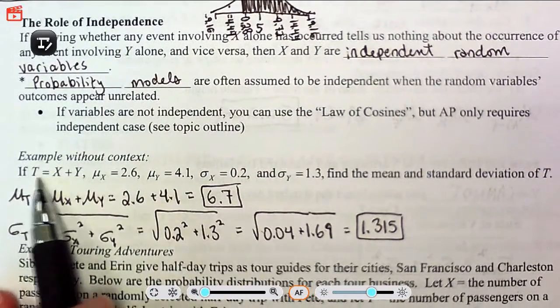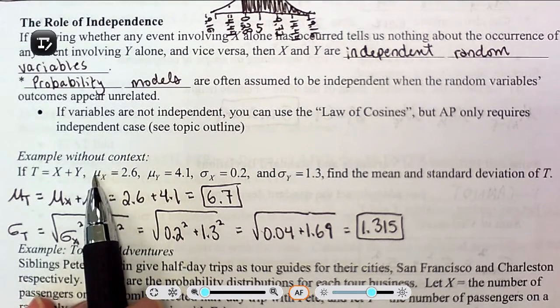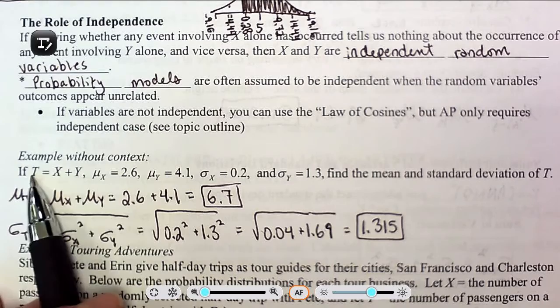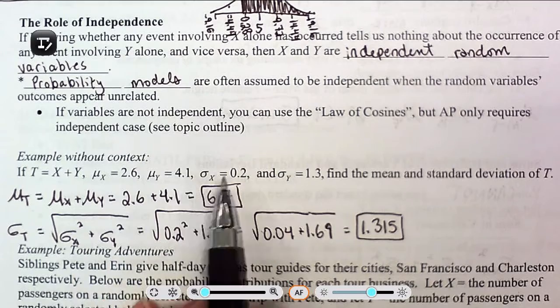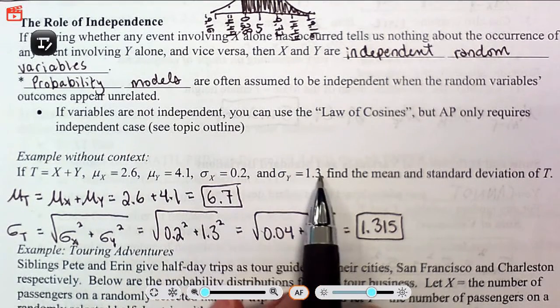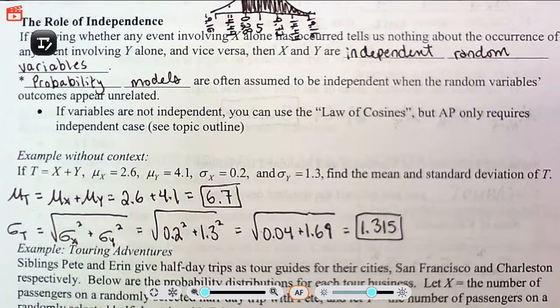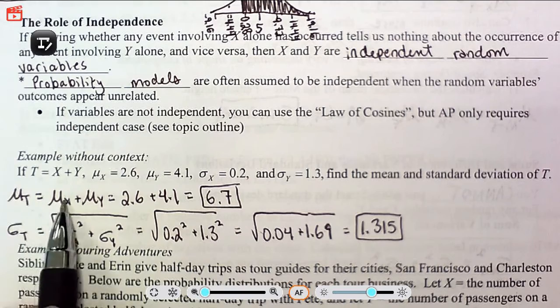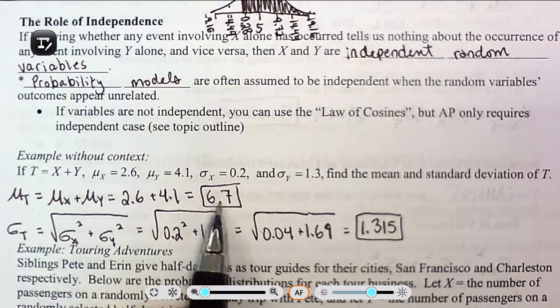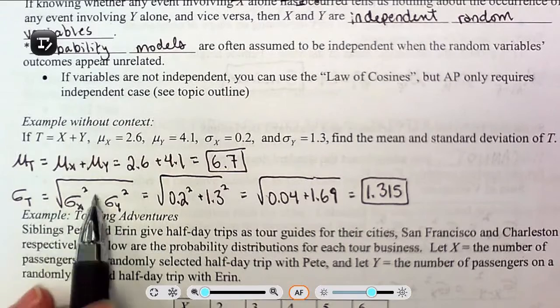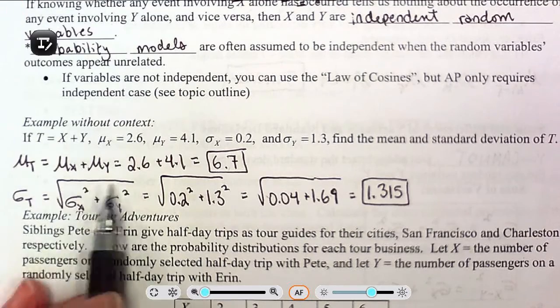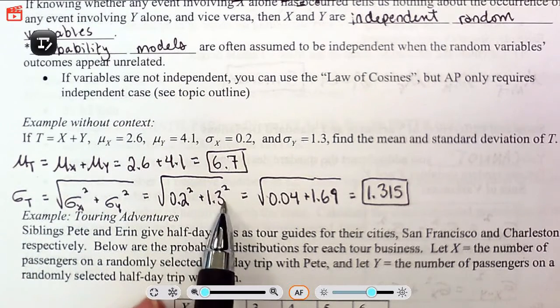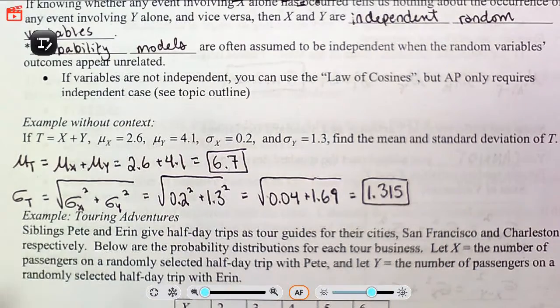Okay, so if T equals X plus Y, this has no context, okay? If T equals X plus Y, you can think of T like total. Then mu X and mu Y are these values, and sigma X and sigma Y are these values. Find the mean and standard deviation of T. Remember that T is the sum. So we're going to say mu T equals mu X plus mu Y, adding the means. Sigma T, with always a plus sign, is sigma X squared plus sigma Y squared, adding the variances, and then square rooting. So 0.2 squared plus 1.3 squared, and we get 1.315.